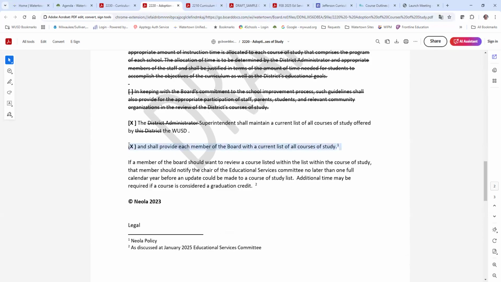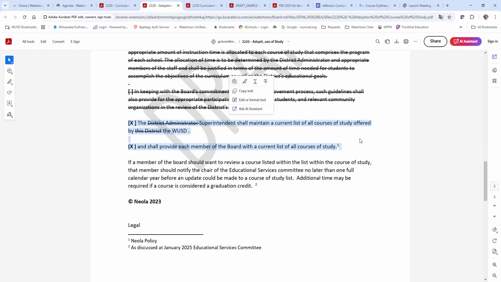This relates closely to our course of study and our course book approval process. Where it says, the superintendent shall maintain a current list of all courses of study offered by the district, we'll see the minor changes that we've made here. And then here it says, and shall provide each member of the board a current list of all courses of study. So in the past, in this year, what we've done is provided and looked for approval for the course book that we have provided to students, and we asked the board for approval of the course book.